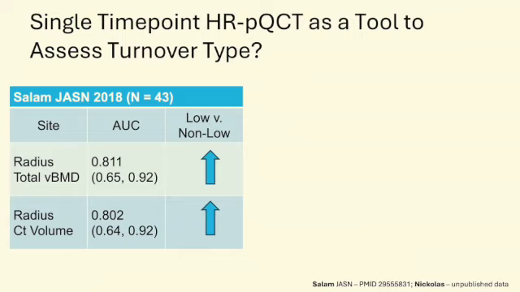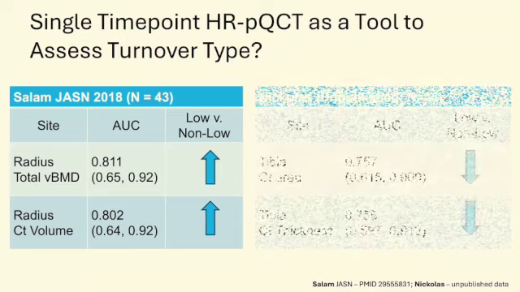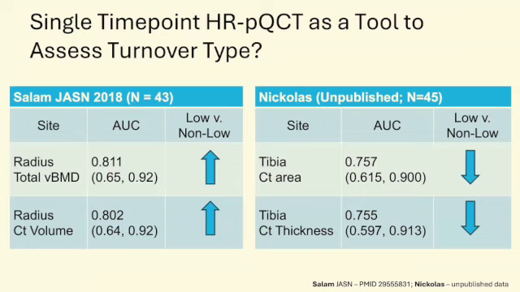And they found that patients that had low turnover had higher volumetric BMD and higher cortical bone volume. In our cohorts of patients, with biopsies and HRpQCT, we tried to repeat this analysis. We found that there was significant discrimination for tibial cortical area and tibial cortical thickness and bone turnover. However, the patients had lower thickness and lower area. So completely the opposite results.